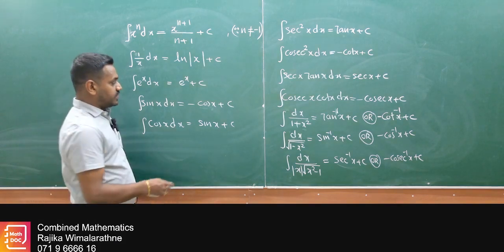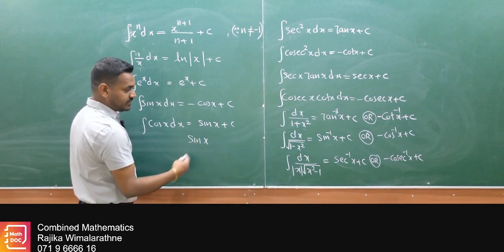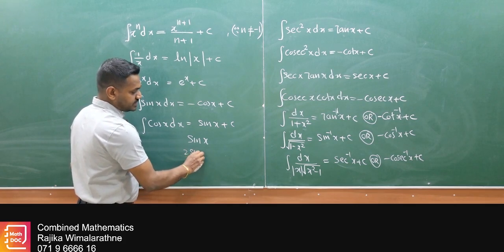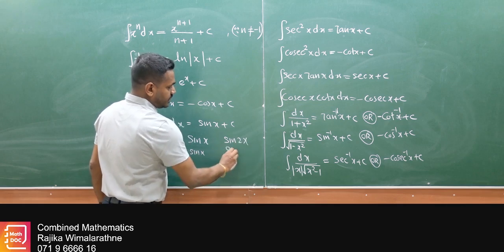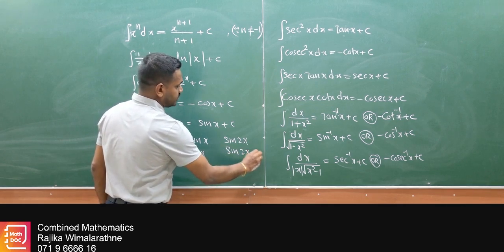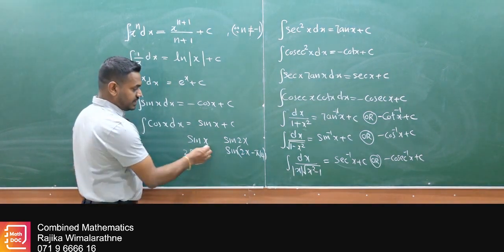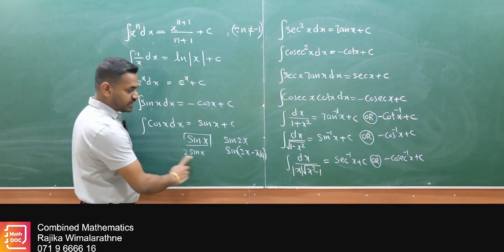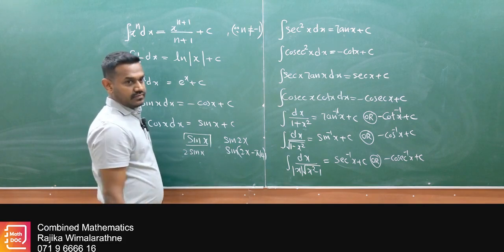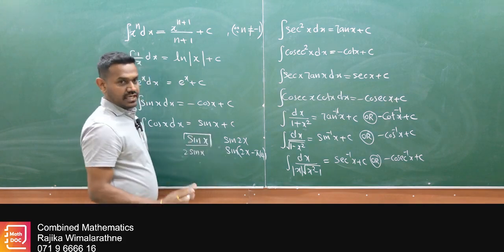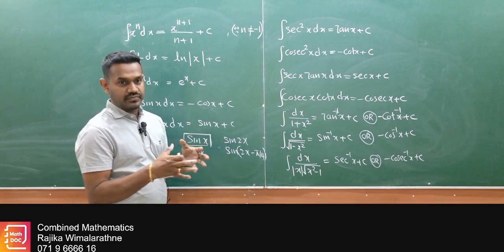If you consider sine function, sine x can be arranged in different ways. Then 2 sine x. Then sine 2x. Sine 2x minus 5 divided by 4. Likewise, there are many functions. But we know only the integral of sine x, not 2 sine x, not sine 2x, not sine 2x plus an angle. We know only the sine x integral, not the others.